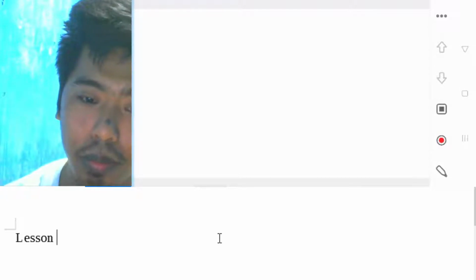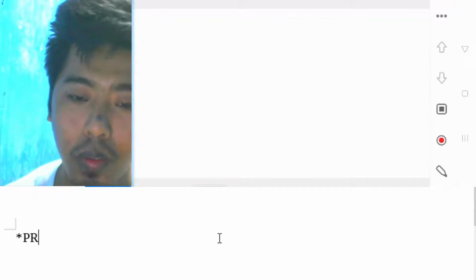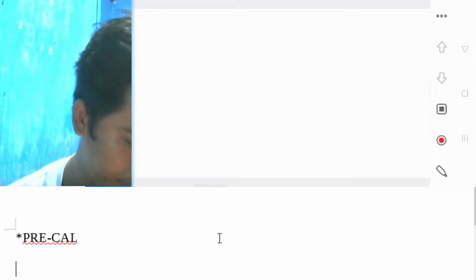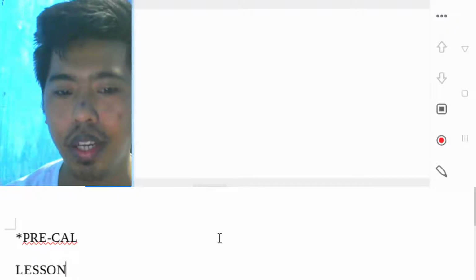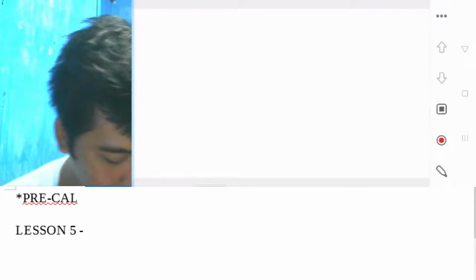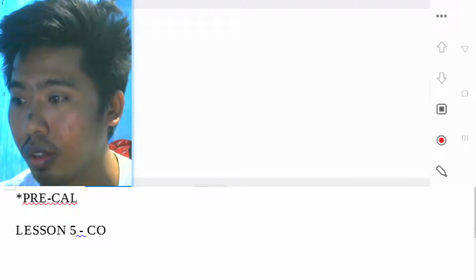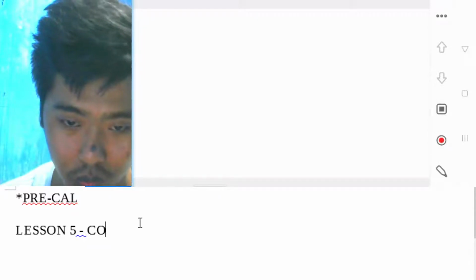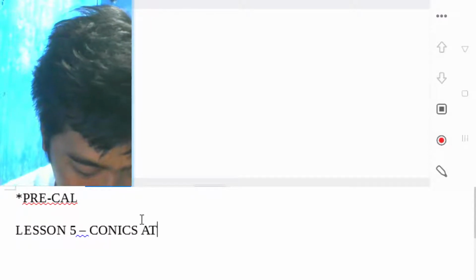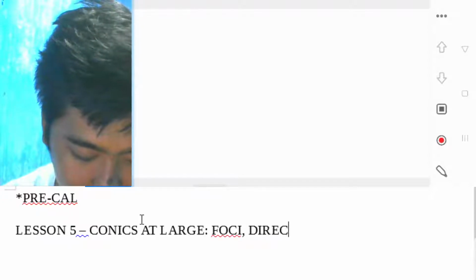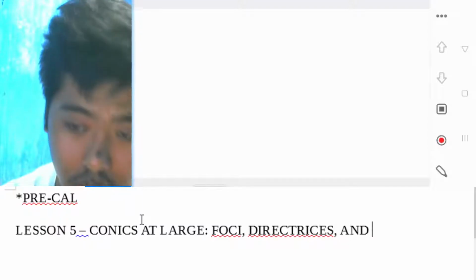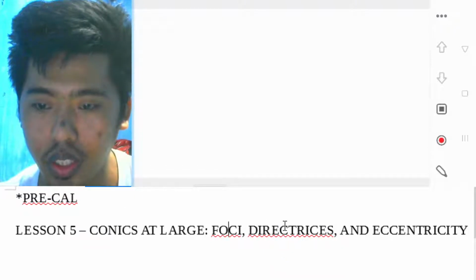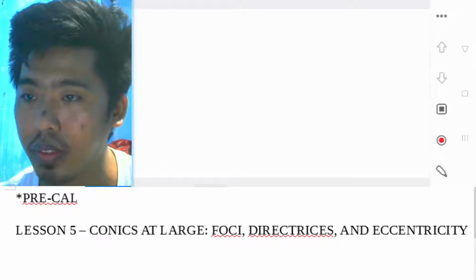Conics, pre-calculus. Pre-cal is our subject, and this would be lesson 5. Lesson 5, conics. Conics at large: foci, directrices, and eccentricity. Okay, so directrices, foci, directrices, and eccentricity. Can you see it?